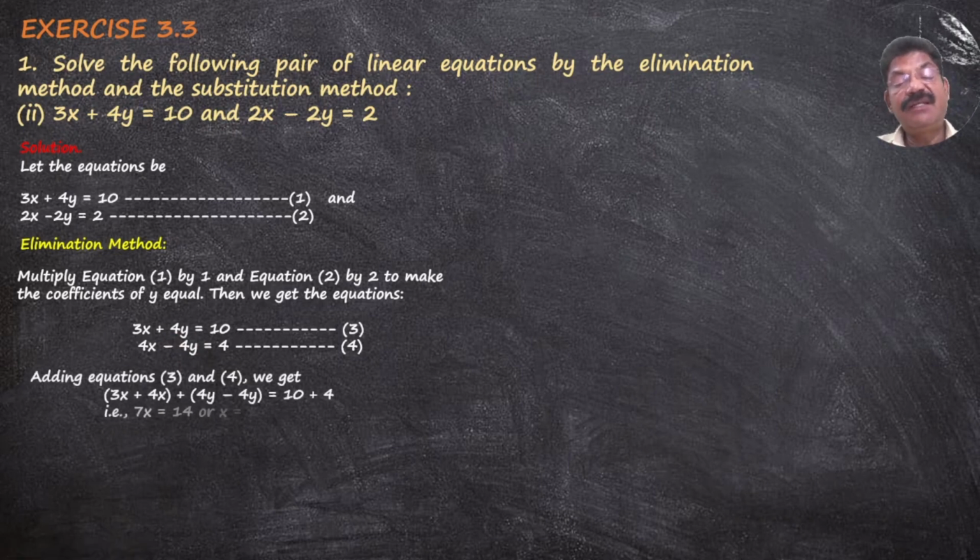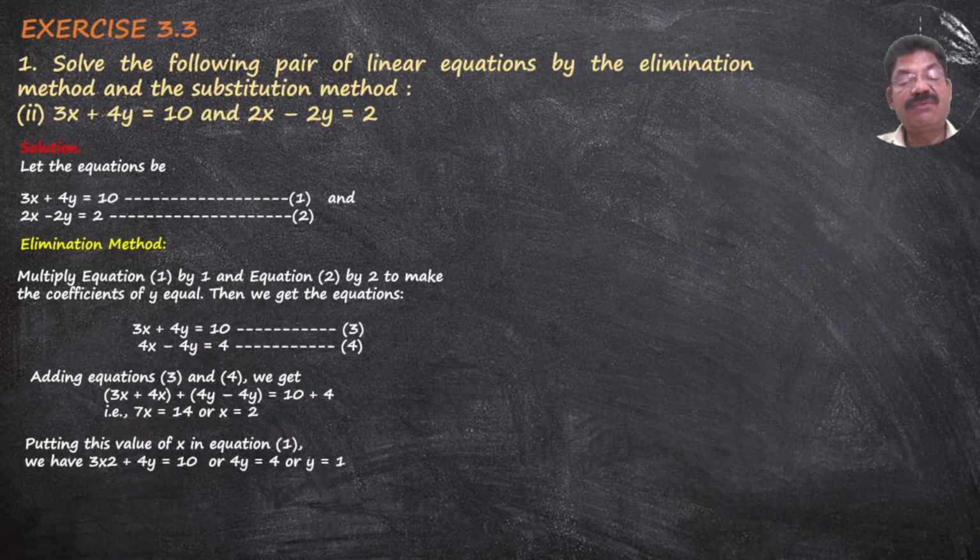When equation 3 and 4 are added, we get 7x is equal to 14 or x is equal to 2. Putting this value of x in equation 1, we get y is equal to 1. Therefore, the solution is x is equal to 2, y is equal to 1. This is elimination method.